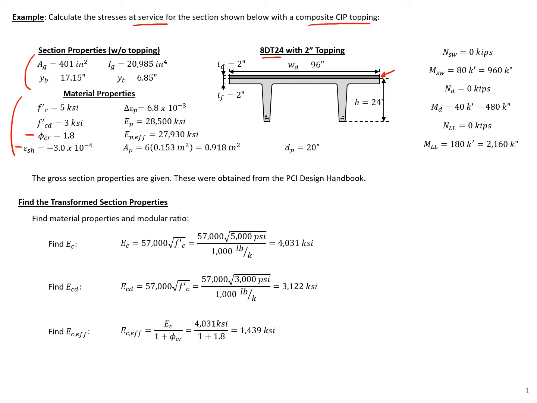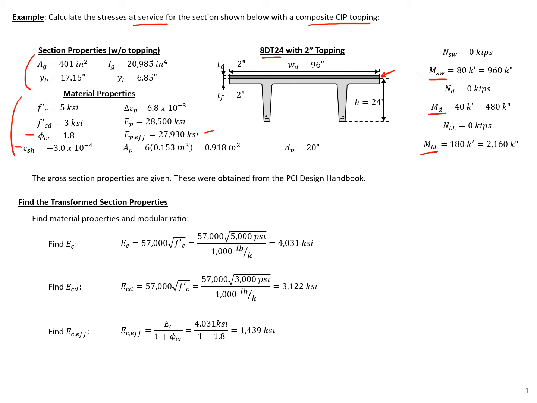We're also given our effective modulus for our pre-stressing, which takes into account the effects of strand relaxation. You can see here we have a self-weight moment given, a moment due to the topping or deck given, and a live load moment given, but no axial loads in this problem.